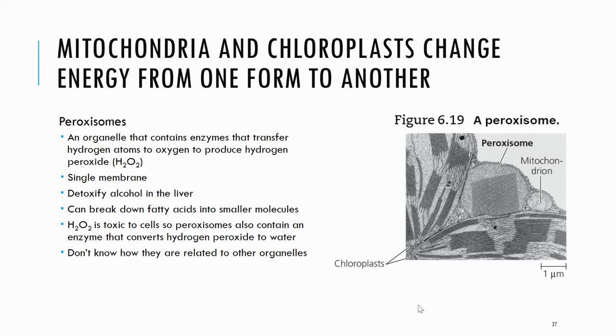Next, we will talk about peroxisomes, which is an organelle that contains enzymes that transfer hydrogen atoms to oxygen to produce hydrogen peroxide. It has a single membrane. It is for detoxification of alcohol in the liver. It can break down fatty acids into smaller molecules, but H2O2 is toxic to cells, so peroxisomes also contain an enzyme that converts hydrogen peroxide to water, and we don't know how they are related to other organelles.